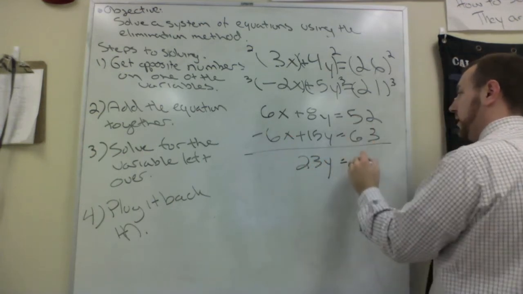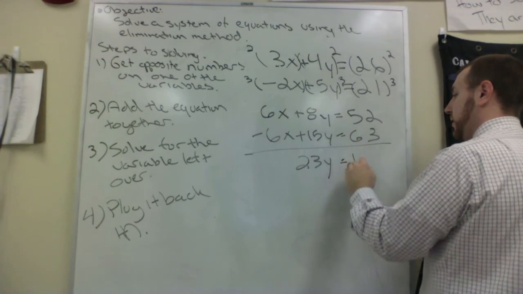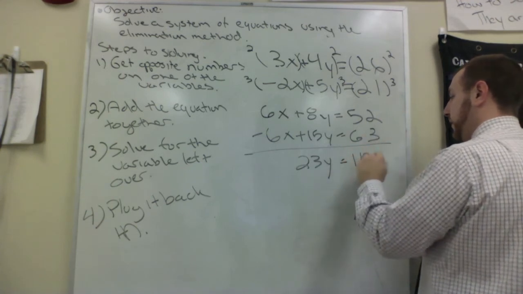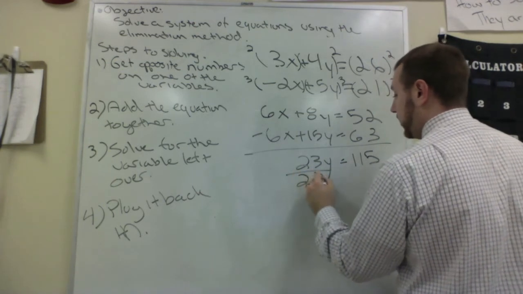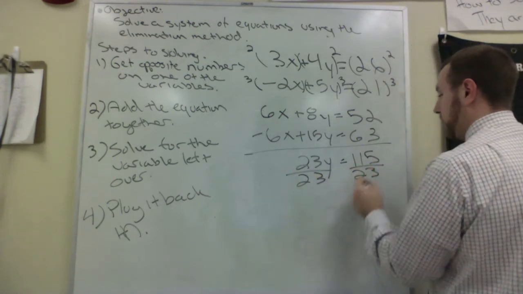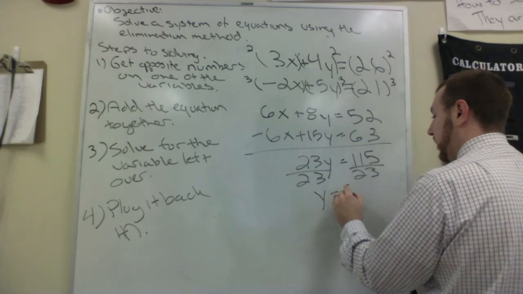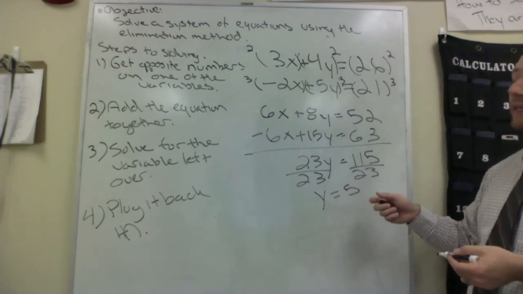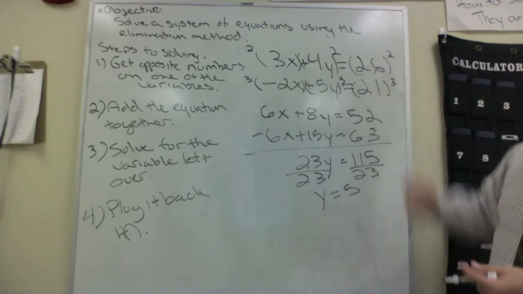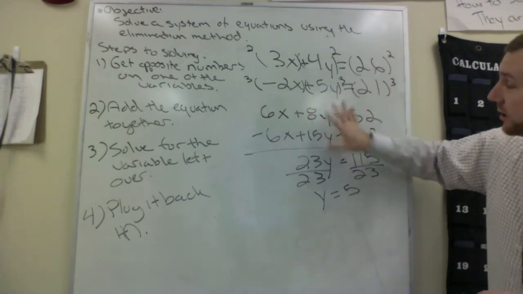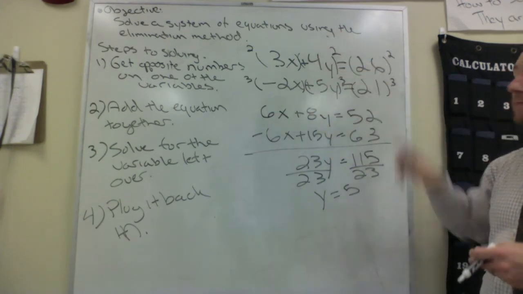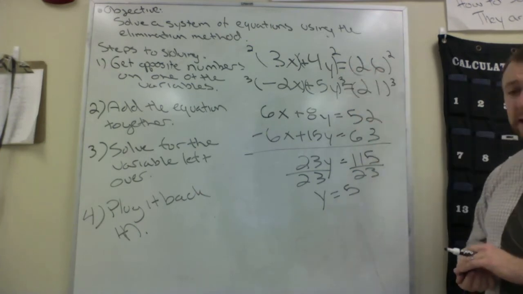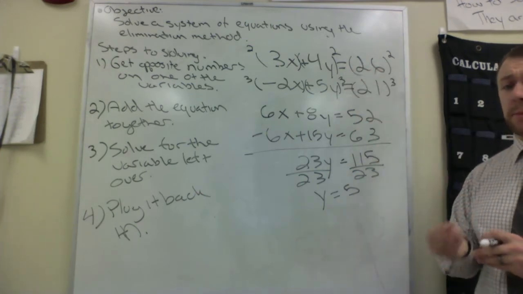23y equals 115. I'm then going to divide by 23, y equals 5. Now we gotta take that 5, I'm going to plug it back in. Now, I can plug it back in here, doesn't matter. I can plug it back up here into the original. The original is probably easier because it's lower numbers.